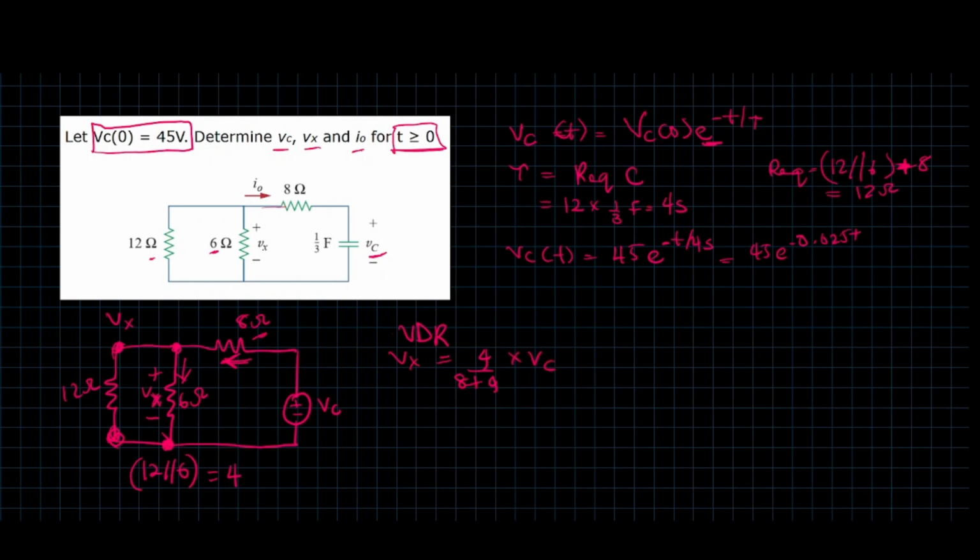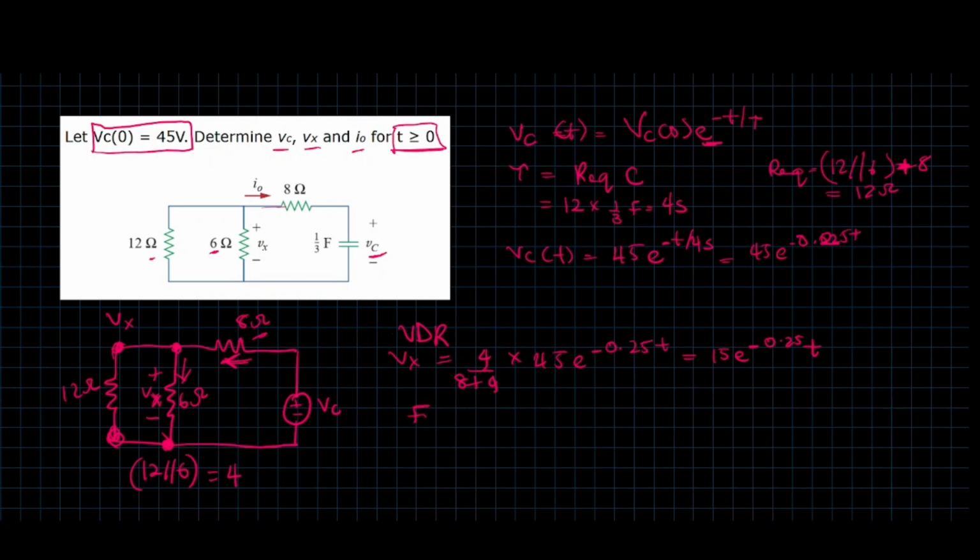times Vc. And Vc in this case, we know Vc is 45 e raised to the power minus 0.25t, not 0.02, sorry, which is going to be equal to 15 e raised to the power minus 0.25t. That's simply it.